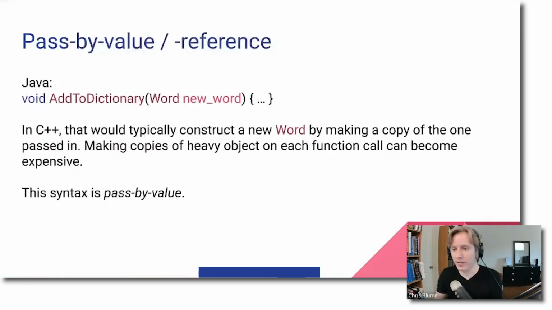Okay, pass by reference and value. If you're used to Java, looking at this function add to dictionary, it takes in a parameter word. This is normal. What's actually happening is a reference to a word is being passed into your function. But if I read that exact same syntax from a C++ standpoint, it's not giving me a reference. It's actually going to make a copy of the word that gets passed in, and then that copy is what I get to use inside the function. So if I make changes to my copy, the outside caller won't see those changes. This is called pass by value.